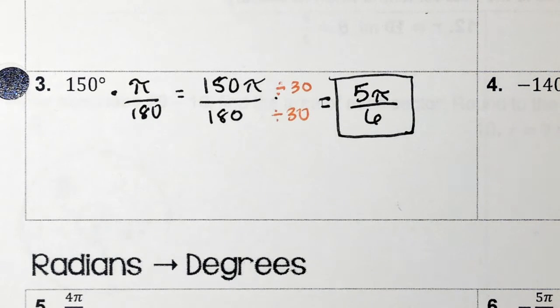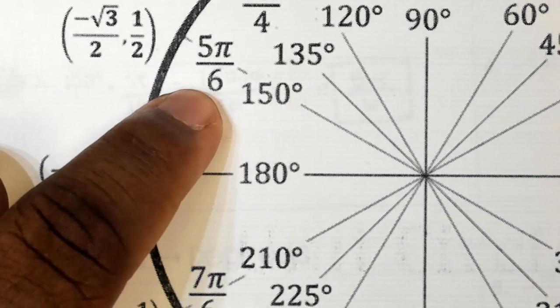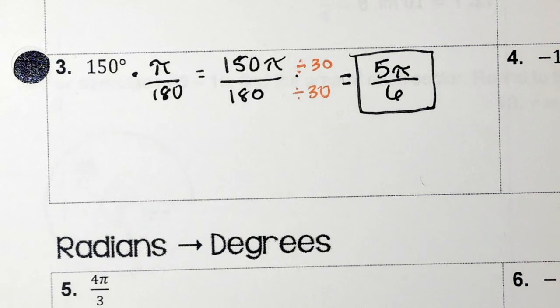I think this one is on my sheet too. Let me see, is 150 on here? Yeah, 150 is on my unit circle as well, so it's there. It's 5 pi over 6 right there. Make sure y'all simplify now.